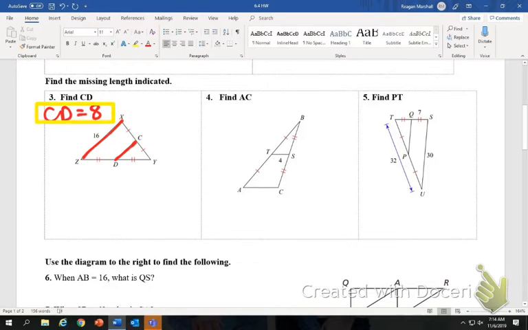Here you go. AC. So this time they gave us the halved line, so we're going to double that. So AC will also be 8. It says find PT. So, the length of the entire line is 32. I know that P is the midpoint because it is perfectly in the center. So PT will be half of 32, which is 16.